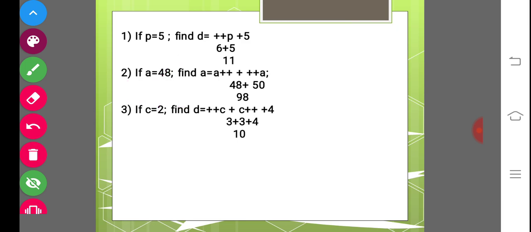In the third question, if c equal to 2, find d equal to ++c + c++ + 4. Now this ++c is what? Prefix operator. c++ is postfix operator. So c equal to 2. After the execution of ++c, now the c becomes 3. So 3 plus again c++. In the case of postfix, after the execution of c++, the value 3 is now 4. But as this is a case of postfix, it uses the original value. Which is the original value of c? 3. So 3 plus 4 and the answer becomes 10.